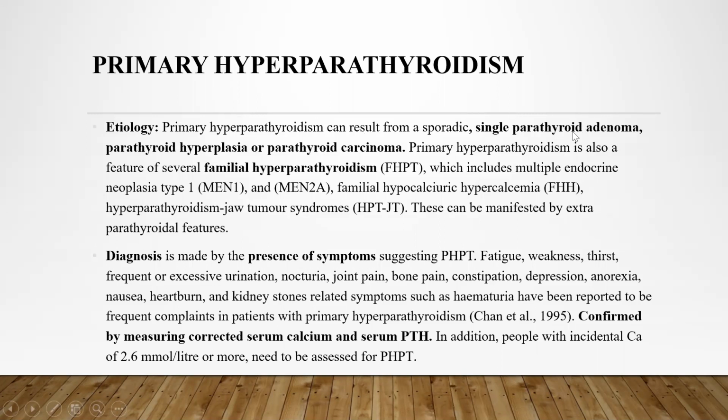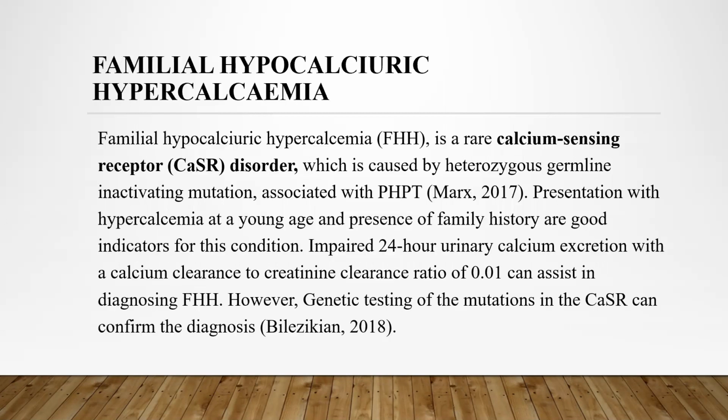Primary hyperparathyroidism can result from parathyroid adenoma, hyperplasia, or carcinoma. Also, it can be part of familial hyperparathyroidism, such as MEN1 and 2. And for diagnosis, as I said, the presence of the symptoms of hypercalcemia, in addition to bone fragility and osteoporosis. We confirm the diagnosis by measuring the calcium and parathyroid hormone. Later on, we will speak about the diagnosis again.